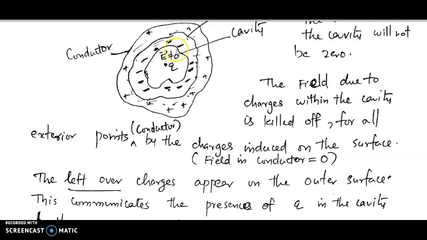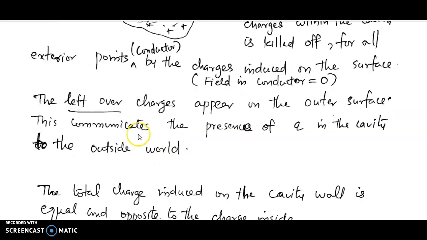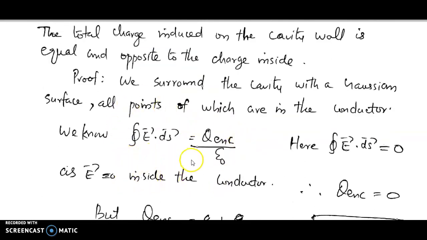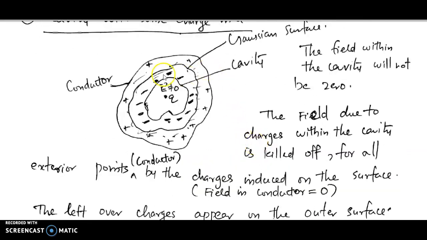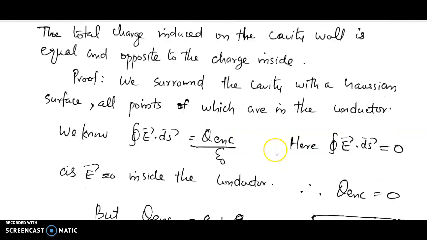Another interesting thing is that the charge induced on the inner surface of the cavity is exactly equal and opposite to the charge kept inside the cavity. That we can easily prove. The total charge induced on the cavity wall is equal and opposite to the charge inside. It is proved by using Gauss's law: integral E dot ds over a closed surface is equal to charge enclosed by epsilon 0. So we consider a Gaussian surface, and for it we calculate this E dot ds.